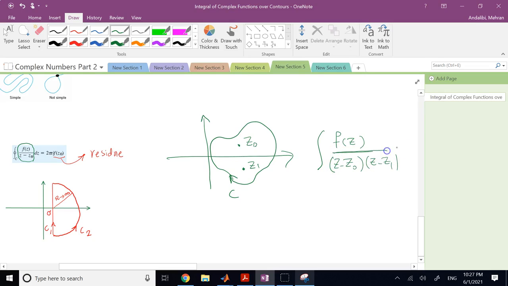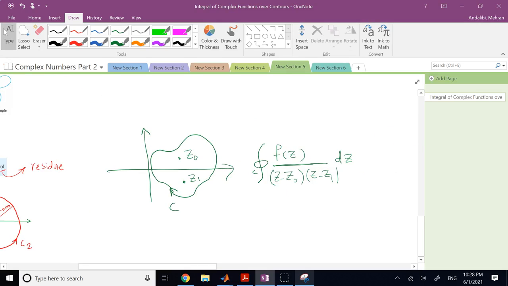Then what? dz over c. Then you have to calculate the residues. For one of them, it is for z over z0. For z over z0, it is going to be this function.